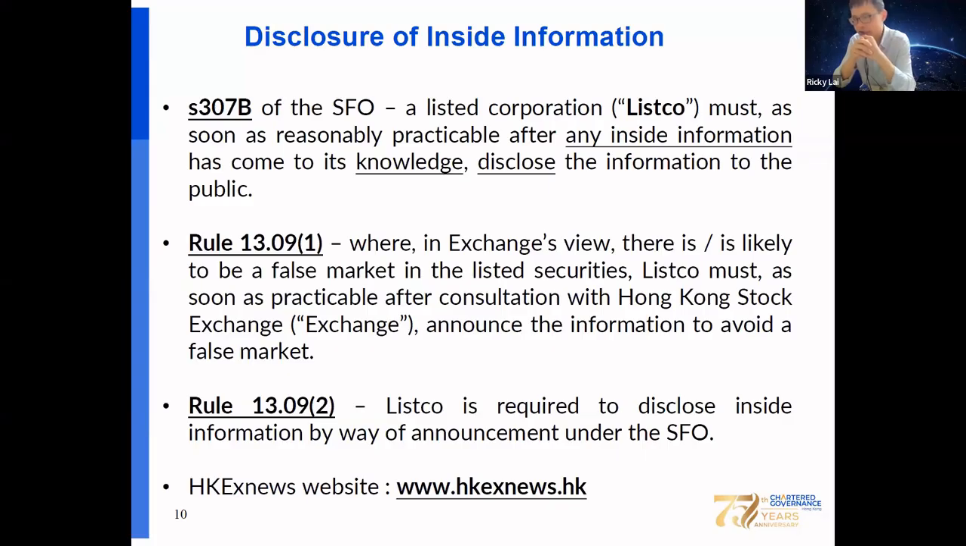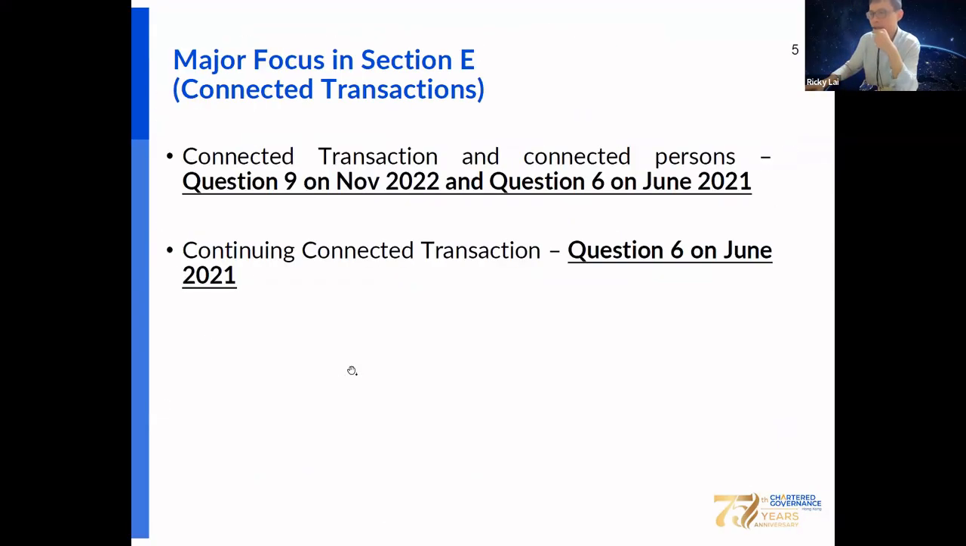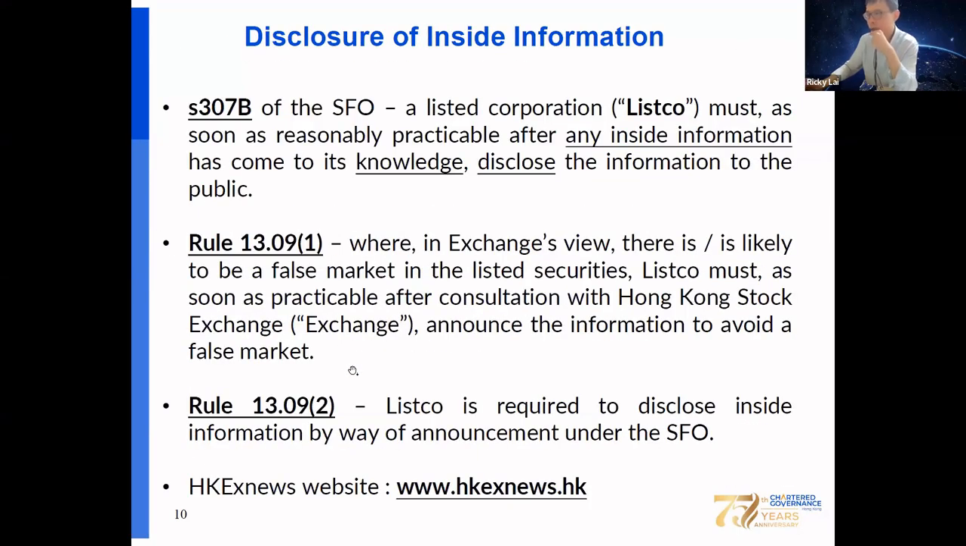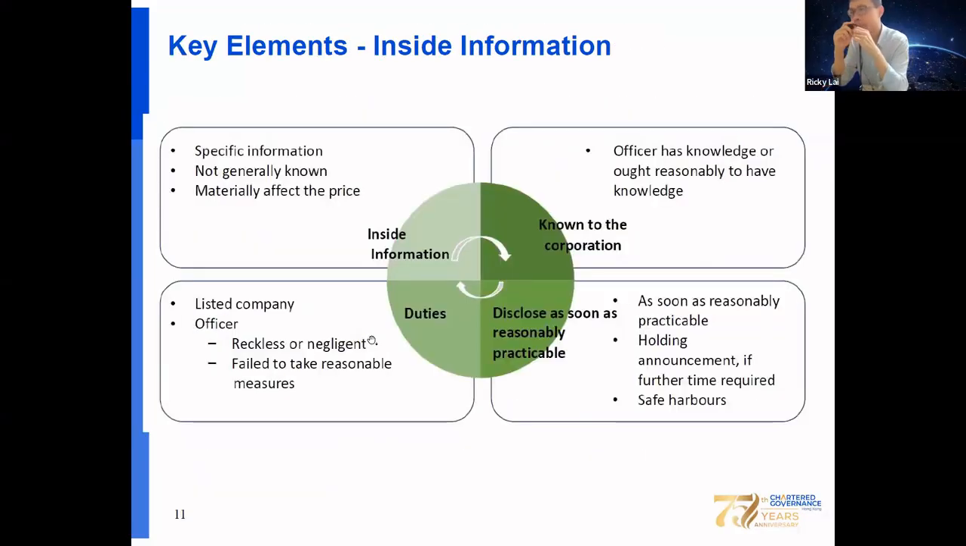And the other one, 13.09(2), which is the most popular, requires the listed company to publish the inside information announcement once the three elements have been satisfied. According to the SFO, the listed company is required to disclose inside information by way of an announcement under the SFO. Okay, so I give you the mind map here.